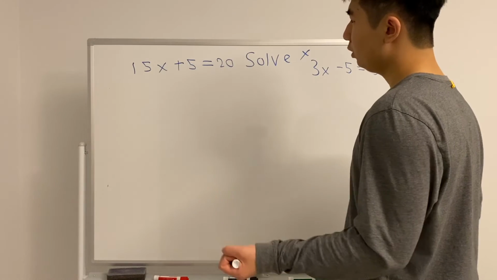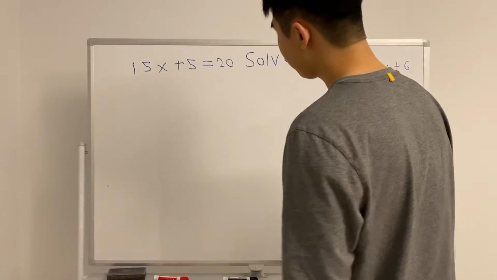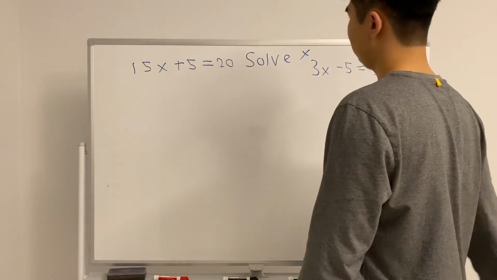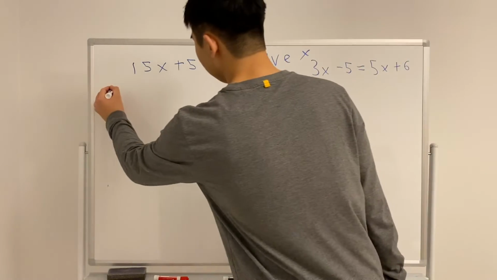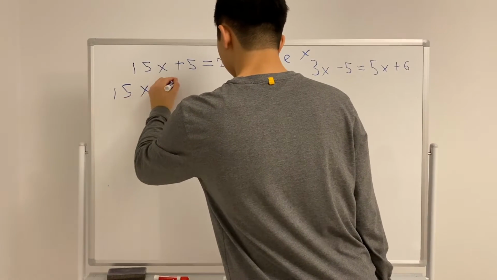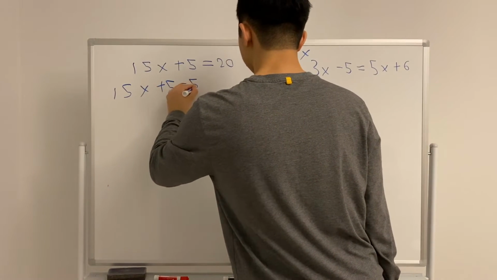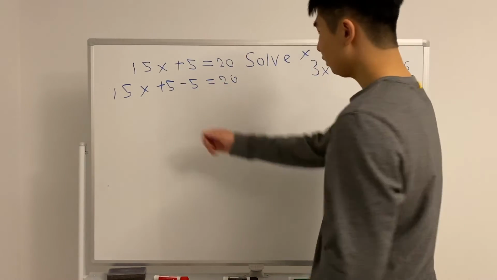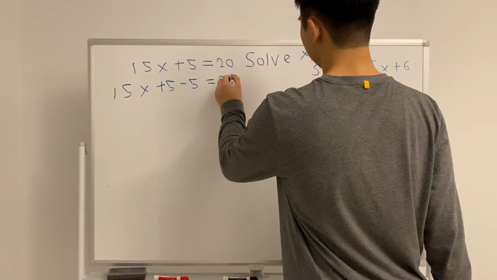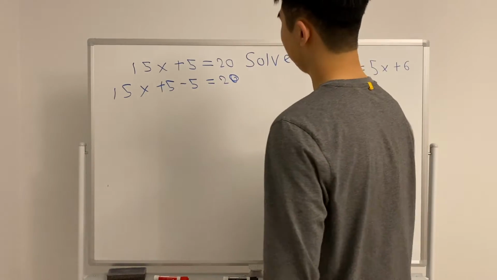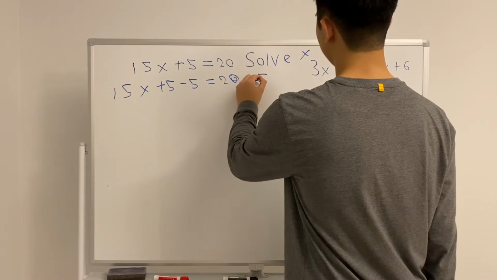So what I'm going to do is, if I want to get rid of 5, I want to subtract 5, because 5 minus 5 is 0. So I'll write this out as 15x plus 5 minus 5 equals 20. And again, since we're subtracting 5 on the left side, we have to do the same thing to the right side because of this equal sign. So we have to do 20 minus 5.